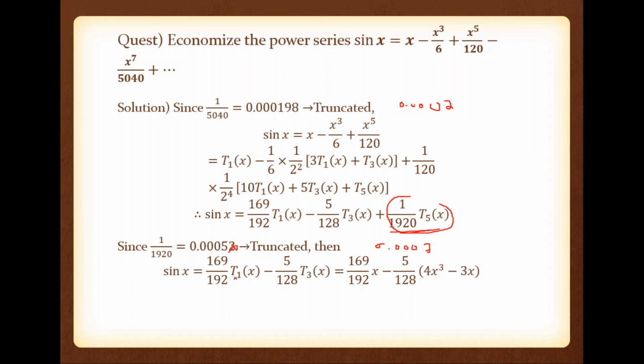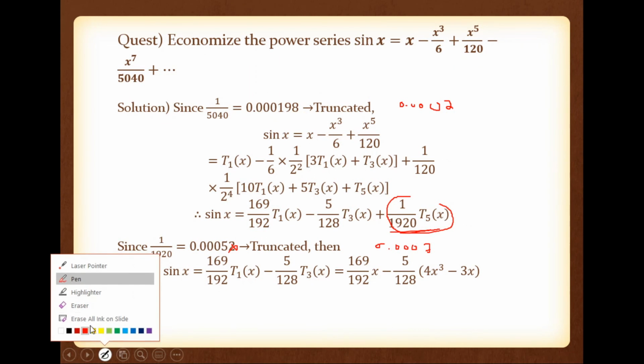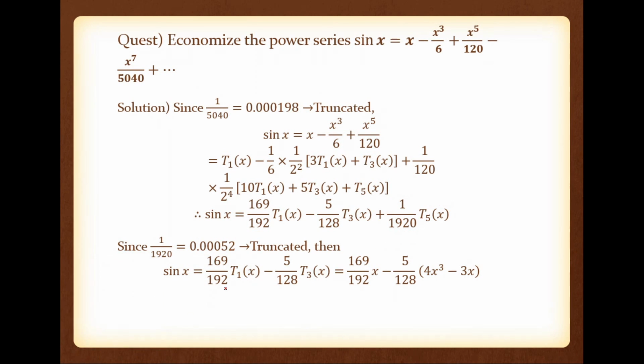Sin x is equal to 169 divided by 192 into T1 of x minus 5 divided by 128 into T3 of x. So that is equal to 169 divided by 192 into x minus 5 by 128 into 4x cube minus 3x. So if you are combining these x terms, we have sin x is equal to 383 divided by 384 into x minus 5 divided by 32 into x raised to 3. So this is sin x.